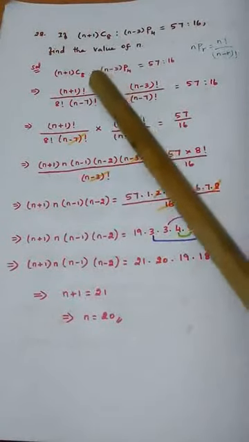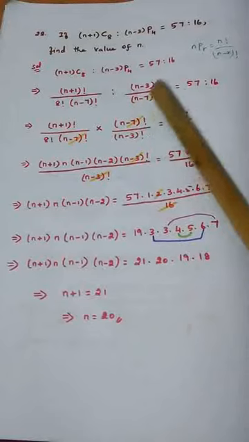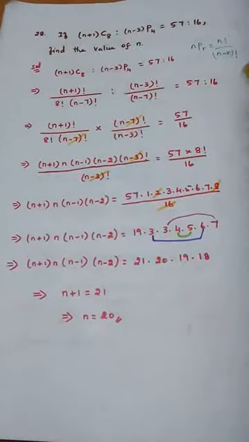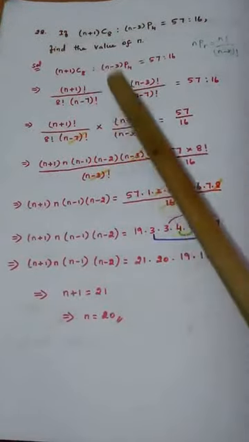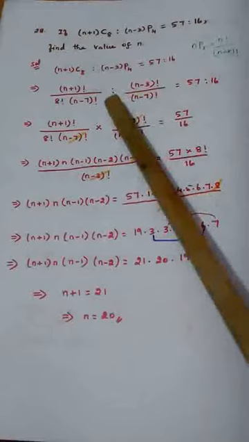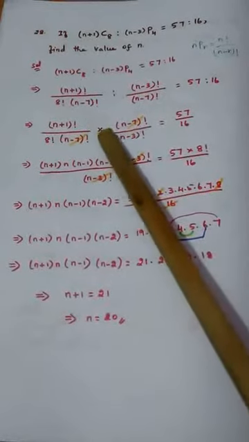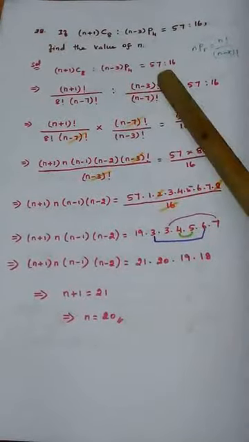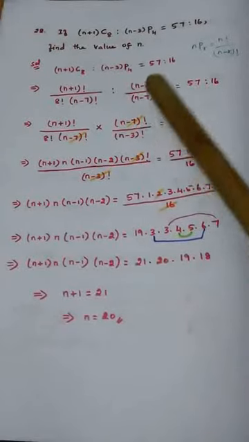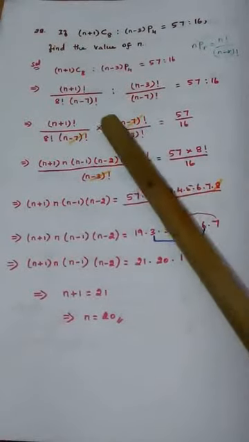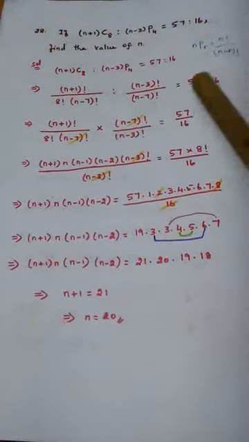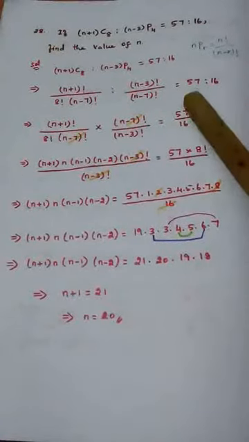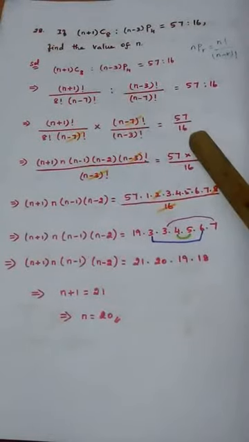n factorial. Then subtract these two. So (n minus 7) factorial equal to 57 is to 16. Now the colon means division, so division is going to become multiplication when I reciprocate this. This comes to the numerator and this goes to the denominator. 57 is to 16 can be written as 57 by 16, right?